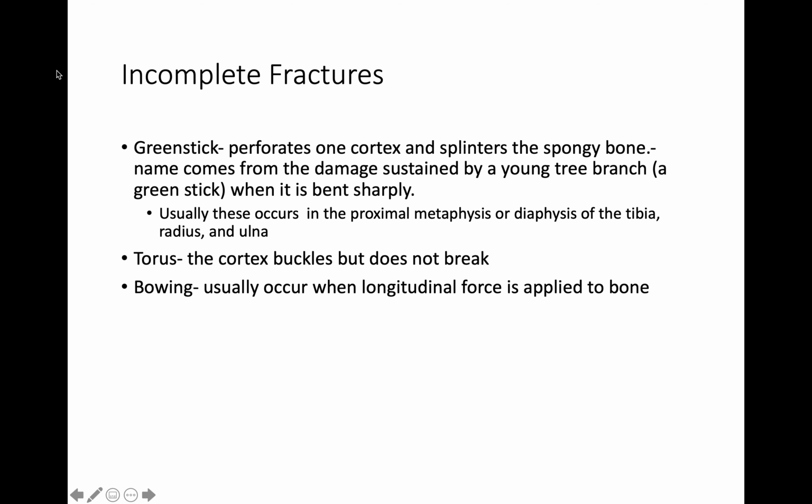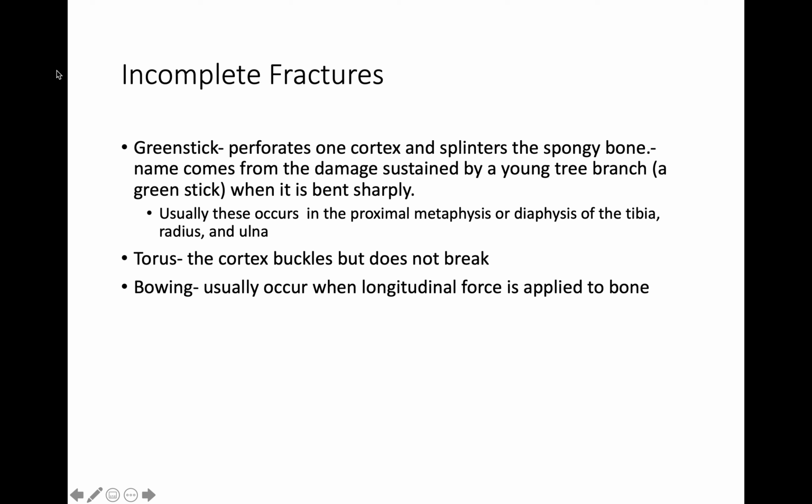So incomplete fractures, we're usually talking about greenstick, torus, or bowing. A greenstick perforates one cortex and splinters the spongy bone. The name comes from damage sustained by a young tree branch, and that's why they call it a greenstick. That means a young tree when it's bent sharply. Usually these occur in the proximal metaphysis or diaphysis of the tibia, radius, and ulna. The torus is when the cortex buckles, but it does not break. That's why it is incomplete.